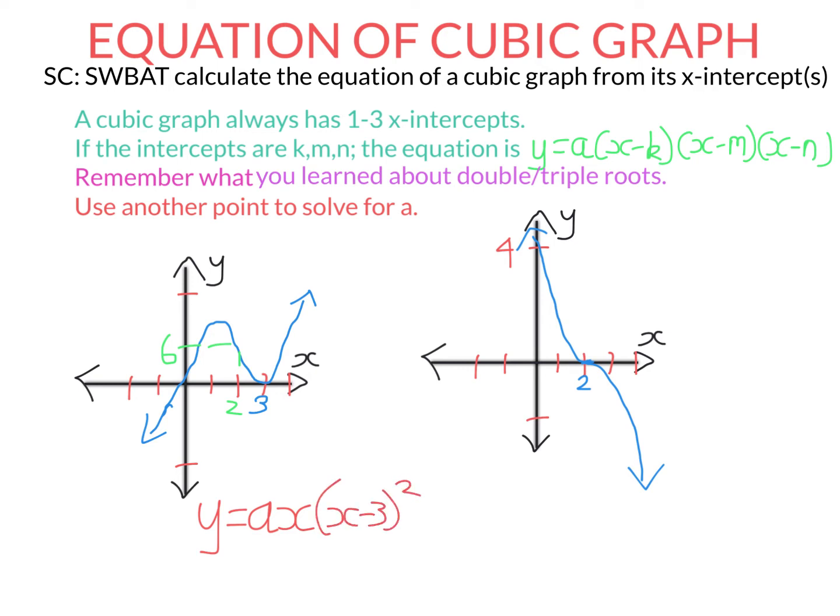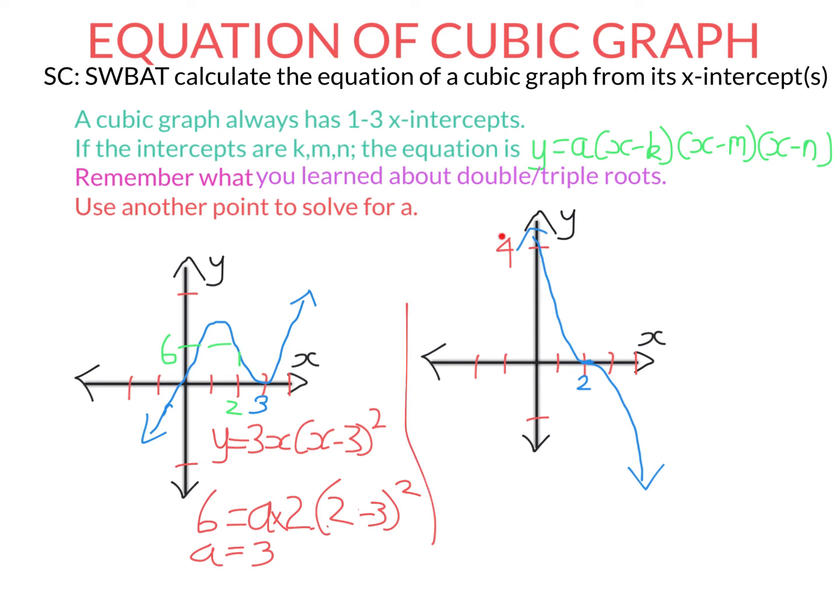Okay, we're not quite done. We need to know the value of a. So we're given this point here, x equals 2, y equals 6. I'm going to substitute x for 2, y for 6 to find a. So what I end up with is 6 equals 2a, a equals 3. Therefore, the equation of this graph is y equals 3x(x minus 3) squared. If you're asked to give it in expanded form, of course, you can just use FOIL, expand this, and times by 3x. All right, so that's the first one done.